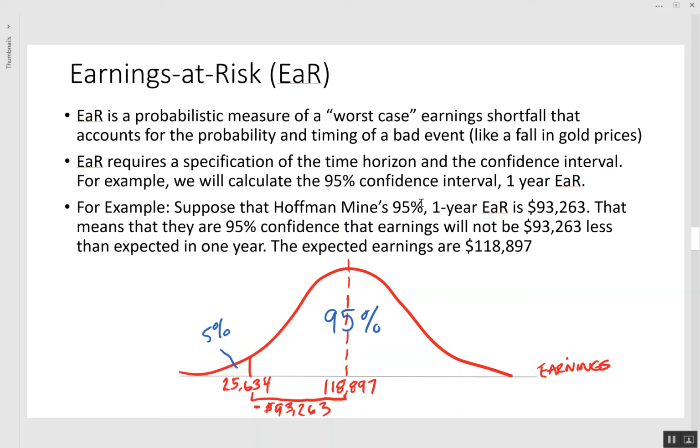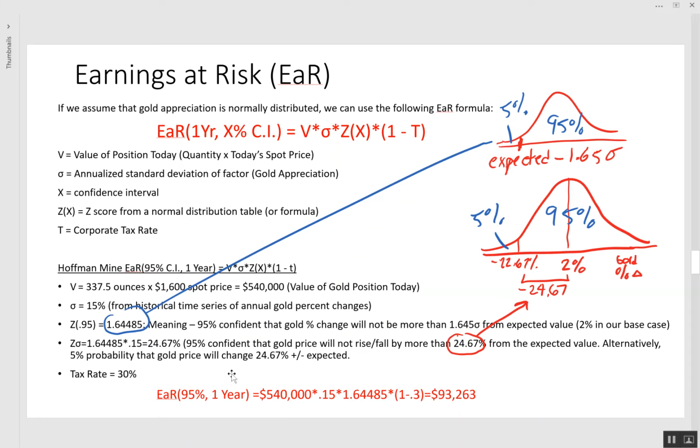And why we say it's the 95% confidence interval is using this thought process here: we're 95% confident that profits will be at least $25,000 or more. However, if the EAR is $93,000 and base case earnings are $118,000, there is a 5% chance cash flows will be less than $25,000. Well, let's show how I calculated that number.